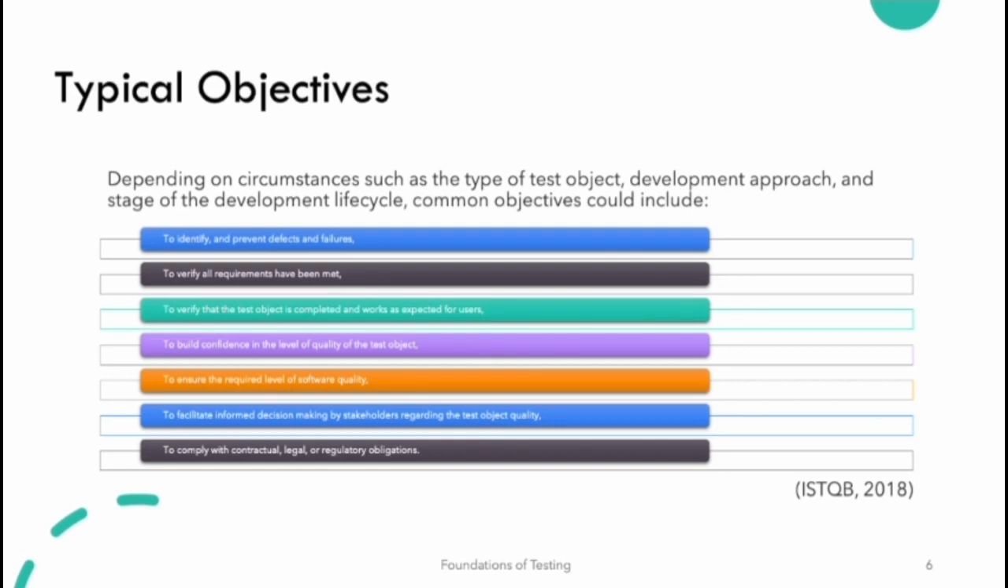Typical objectives. Depending on circumstances such as the type of test object, development approach, and stage of the development life cycle, common objectives could include to identify and prevent defects and failures, to verify all requirements have been met, to verify that the test object is completed and works as expected for users, to build confidence in the level of quality of the test object, to ensure the required level of software quality, to facilitate informed decision-making by stakeholders regarding the test object quality, and to comply with contractual, legal, or regulatory obligations.